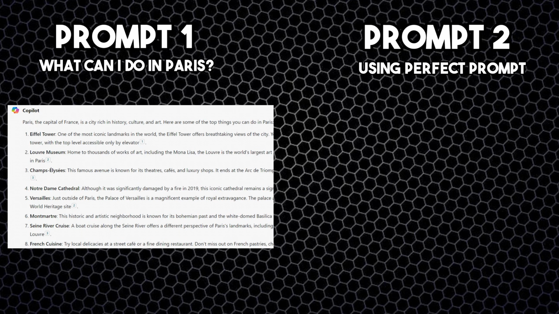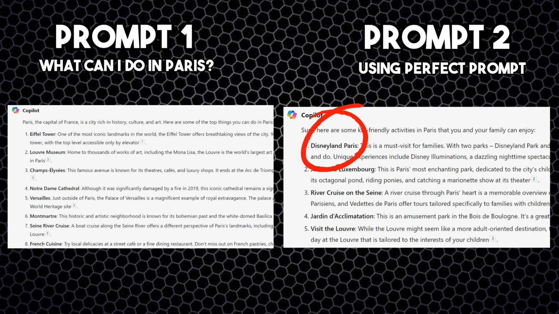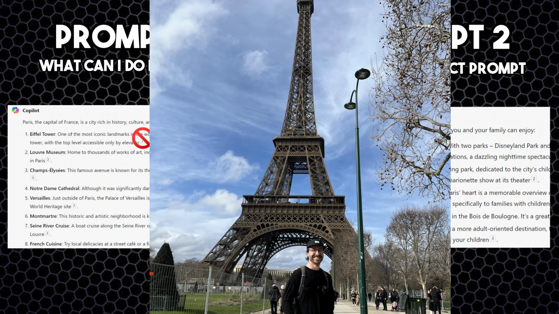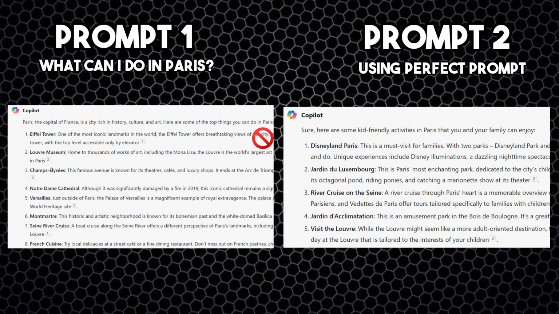Now let's compare the answers I got from my 2 prompts. The first bullet point from this second prompt is Disneyland in Paris. Of course, kids love theme parks. There is no Eiffel Tower in these results, which I find kind of weird. It still got the river cruise on the Seine River and the Louvre Museum.